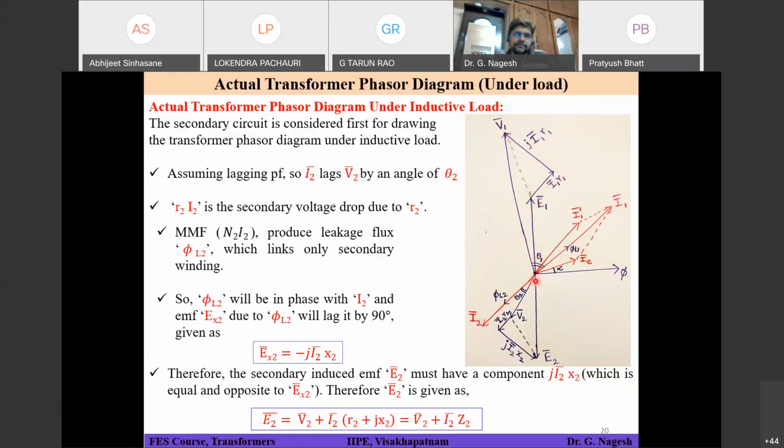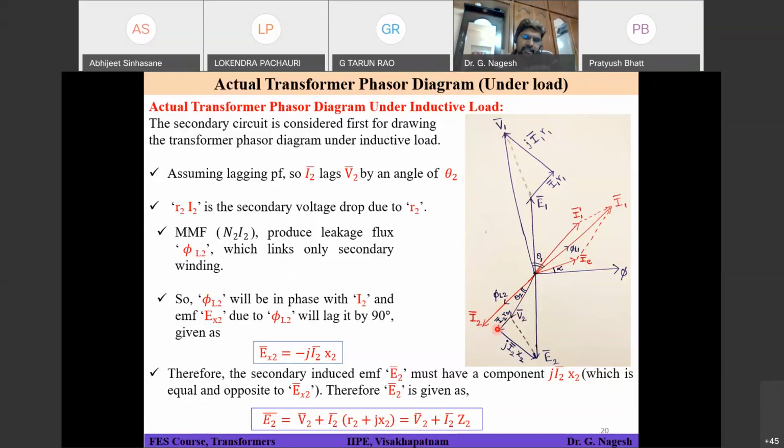On the secondary side, if the load is connected, obviously secondary current I2 will be flowing. It is shown here, and we have assumed an inductive nature load. That's why V2 is here and I2 is lagging V2 by an angle of theta 2. Since the secondary winding has some resistance R2, obviously some voltage drop should be there, and since it's a resistance, it will be in phase with I2. So parallel to I2, you will have the I2 into R2 drop.